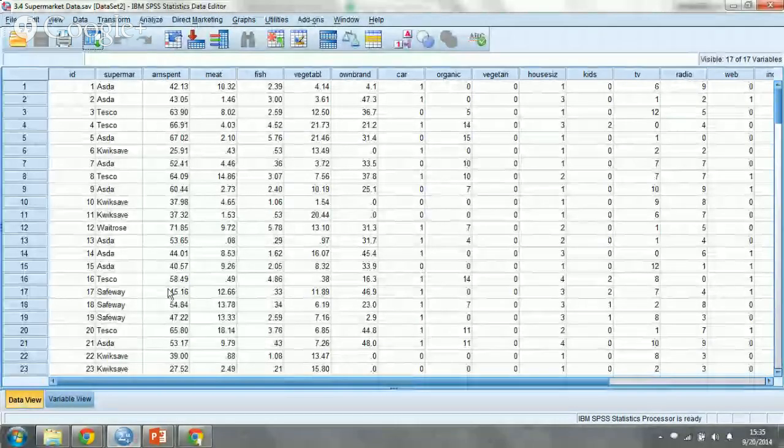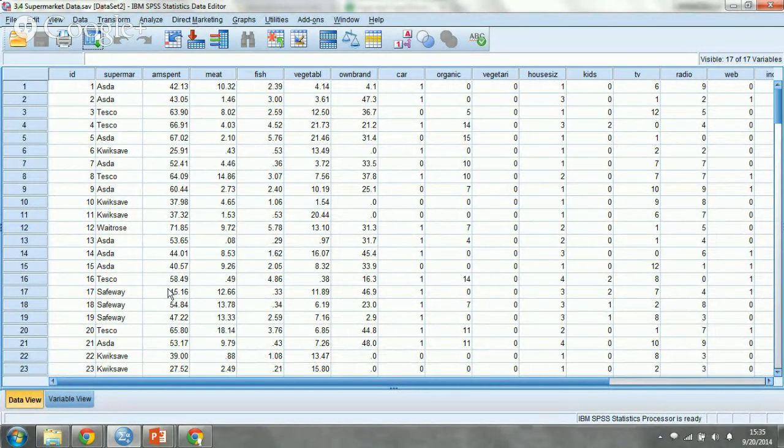So here we are in SPSS. We're looking at supermarket data. We've used this before in class, and it's a good sample set just to get a hold of what's going on with a particular set of data that we've already had collected for us.